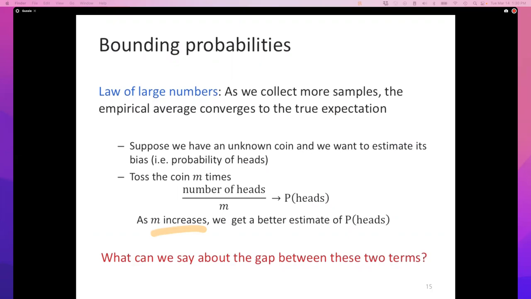But it's not enough to say that as the number of trials increases, we'll get closer to the true probability. We would like to know how fast this gap converges. How many trials do you need to guarantee that you'll get within some epsilon of the true probability? That's the kind of statement we want to make.